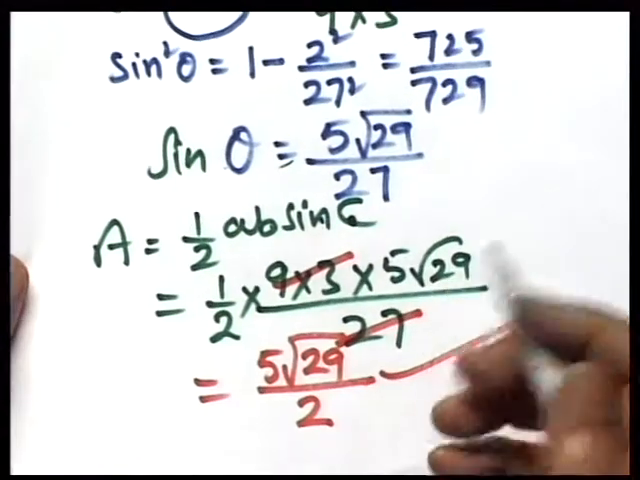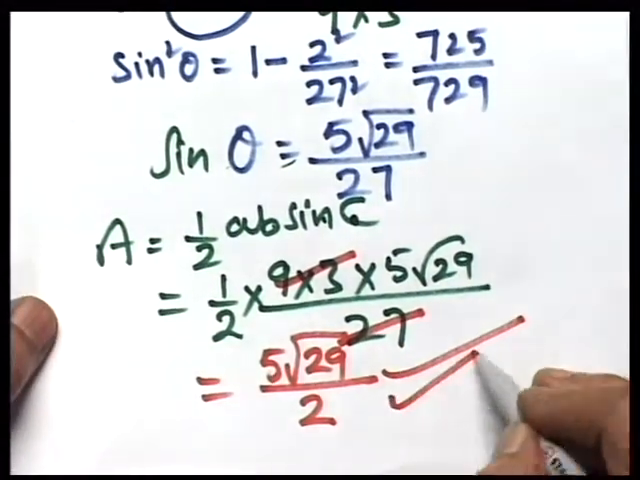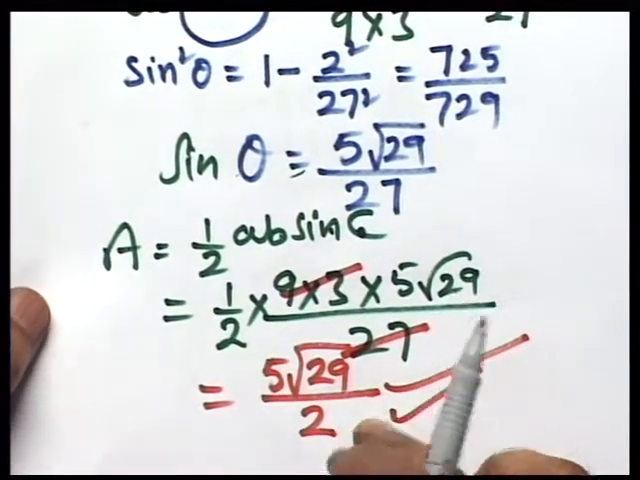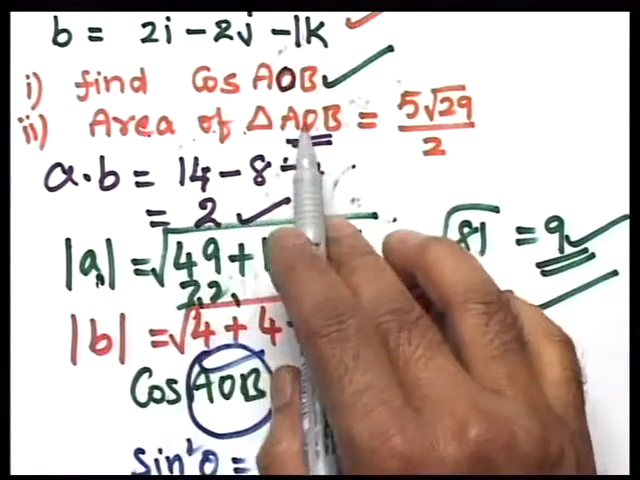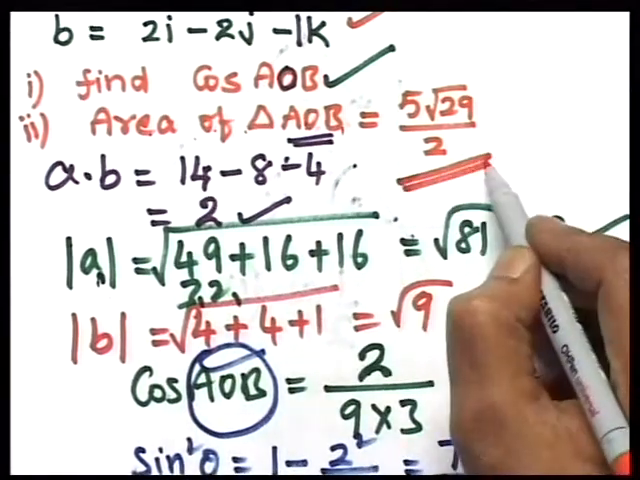There are two or three different ways to do this, but this is one of the methods. So that's the exact area of the triangle. They wanted us to prove that the area of the triangle AOB is that.